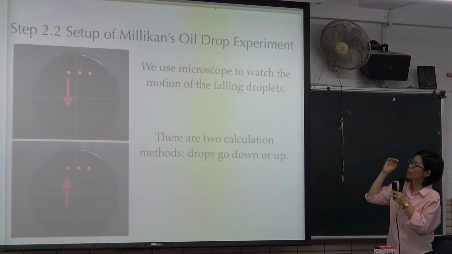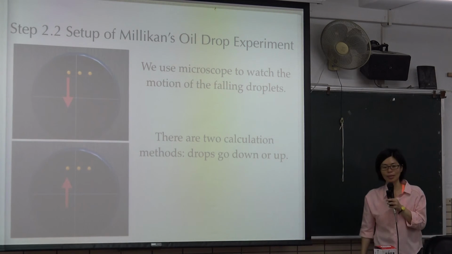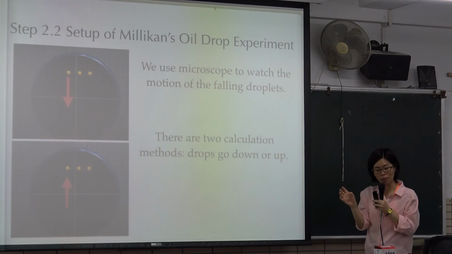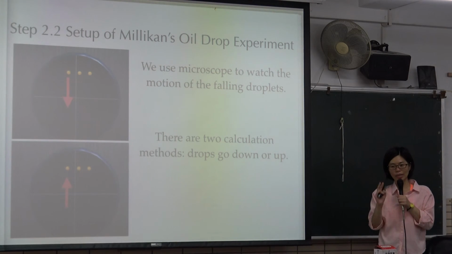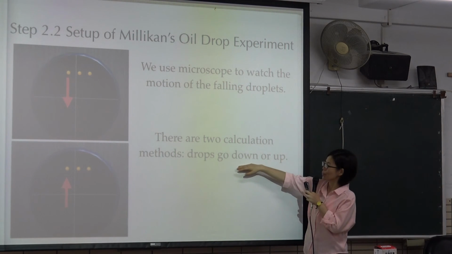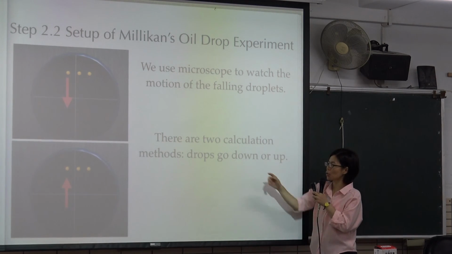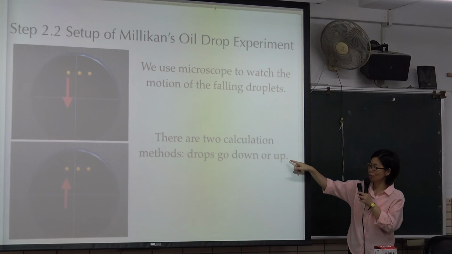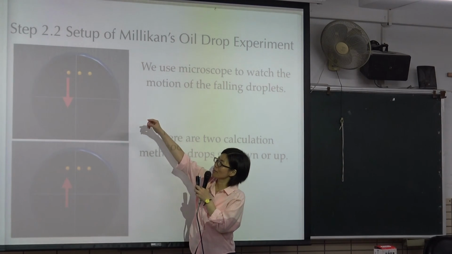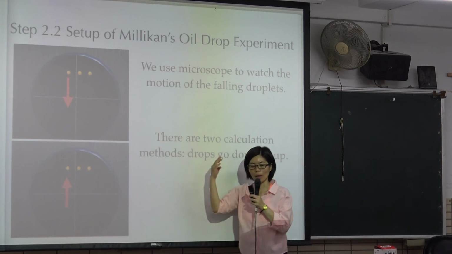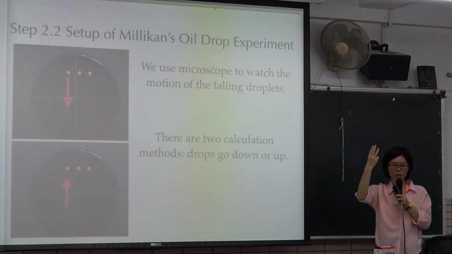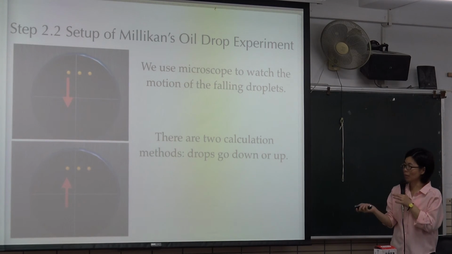Then we use the microscope to watch the motion of the falling droplets. Again, we use the microscope to watch the motion of the oil. There are 2 calculation methods. One way is to watch the drops go down. The other is to watch those droplets go up. Some droplets go down and some droplets go up. So there are 2 ways, but they have the same conclusion.